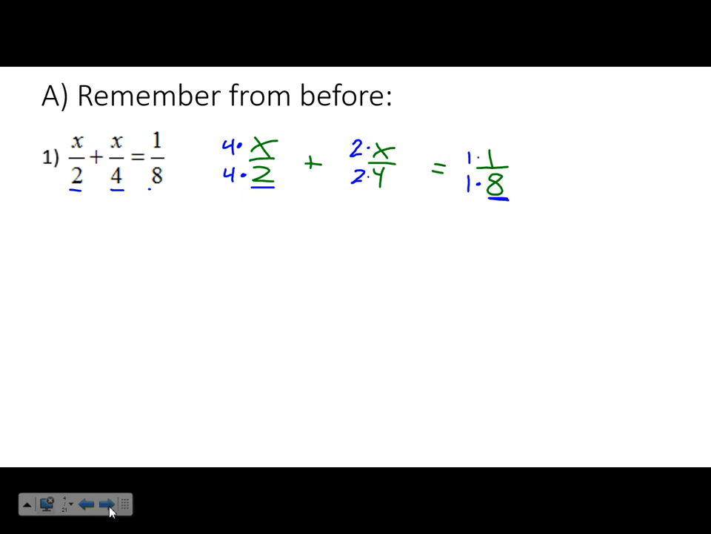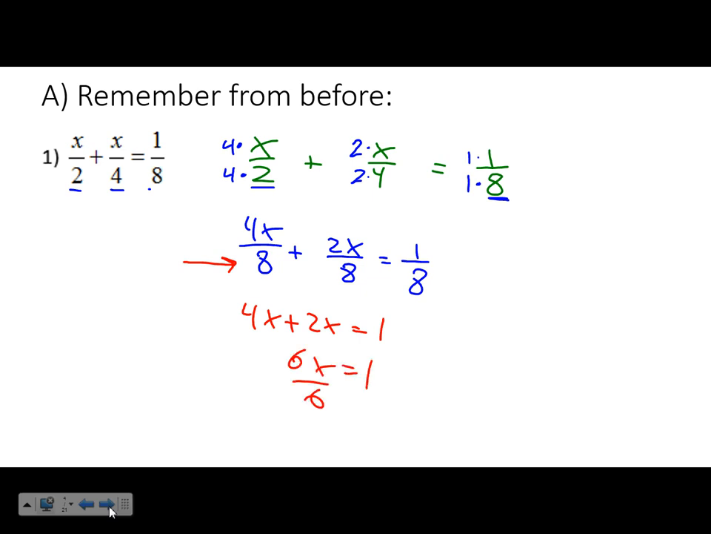So now when we go through, we have 4x over 8 plus 2x over 8 is equal to 1 over 8. Once you have all the denominators the same, and this is what I was talking about, we can go ahead and forget about them and just put all the numerators equal to each other. Just write it out with just the numerators. 4x plus 2x is equal to 1. Again, that's where you get 6x is equal to 1. So x is equal to 1 over 6. So that's the way we're going to be looking at these problems. Trying to get all the denominators the same. Once they're all the same, we put all the numerators in the equation. We just forget about the denominators.